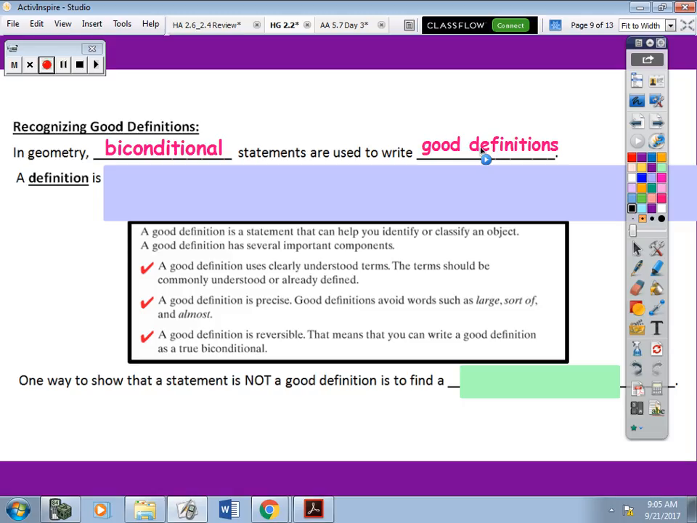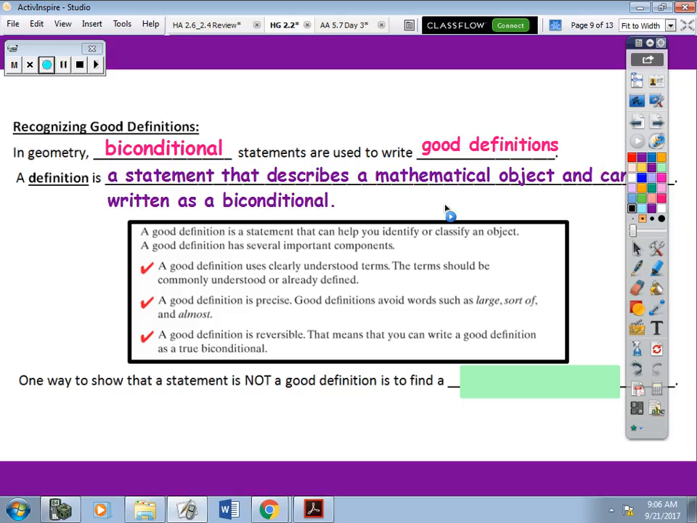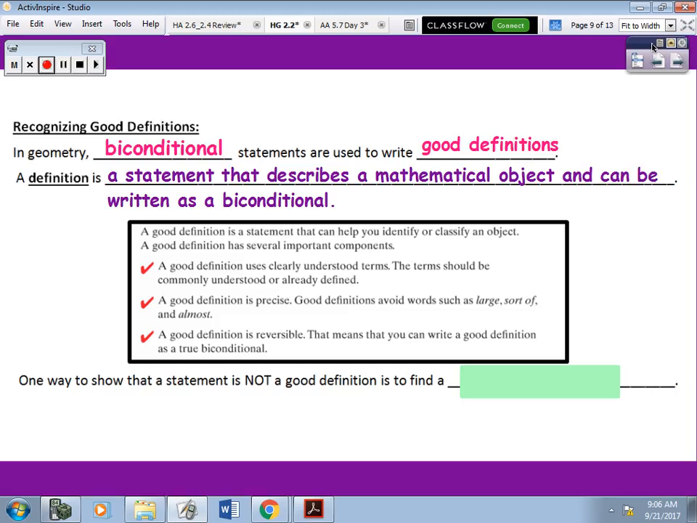In order to write a good definition, you have to prove that your if P then Q and if Q then P are both true, then it can be a definition. So a definition is a statement that describes a mathematical object and can be written as a biconditional, which again, biconditionals are if and only if.